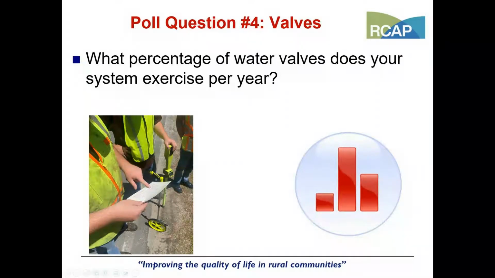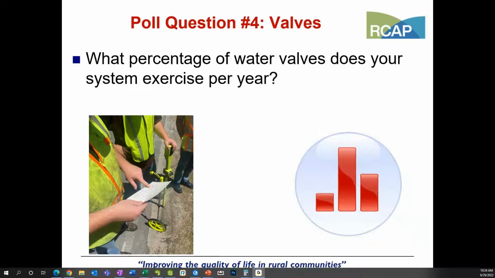So just to deploy this next poll, what percentage of your water valves do you currently exercise per year? And if you want to put in the chat, do you exercise while you flush, twice a year, once a year? How does that percentage get broken up? Do you do it all in one big takedown? If you want to put any responses in the chat, I know it's about flushing and exercising season.